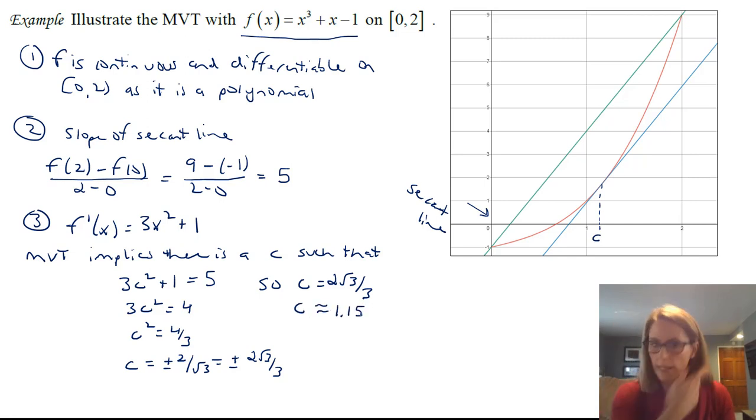And you can see that makes sense. We have the picture there. We can see that it's a little bit more than 1, pretty far from 2. And so we're not too surprised to find out that that is our c value. But that is a way to show that the MVT is valid and an example of how to find what that value is that you are told does exist.